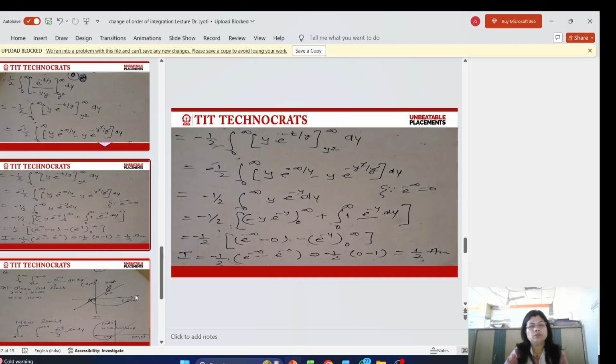Now minus 1 by 2, the integral of 0 to infinity of y times e to the power minus t, with limits y squared to infinity, dy, is equal to minus 1 by 2 times the integral of 0 to infinity of y times e to the power minus infinity minus e to the minus y squared, upon y, dy. That is equal to minus 1 by 2 times the integral of 0 to infinity of e to the minus y dy. Now solving, we get minus 1 by 2 times e to the power minus infinity minus e to the power minus 0. So that is minus 1 by 2 into minus 1, that is 1 by 2.